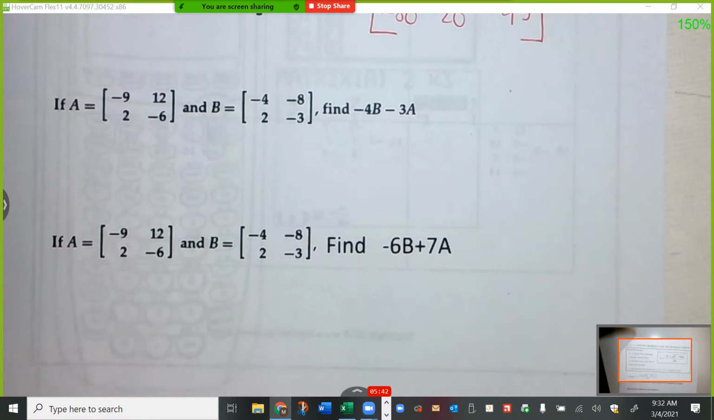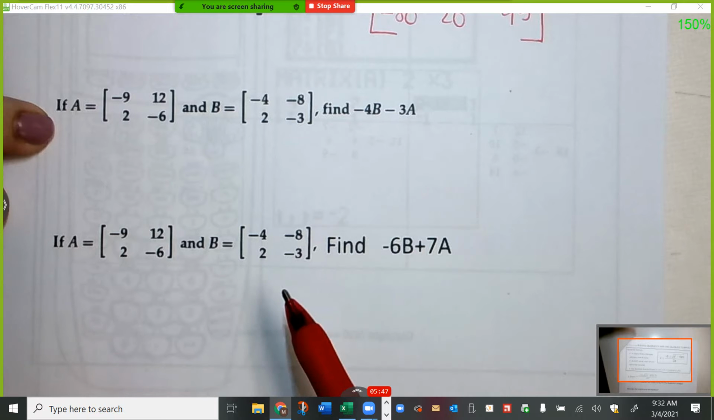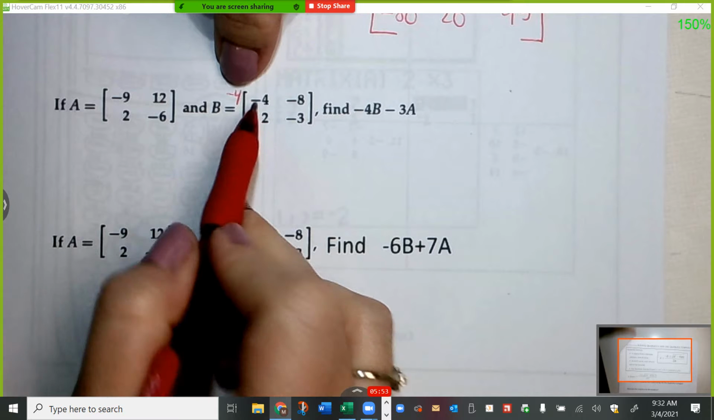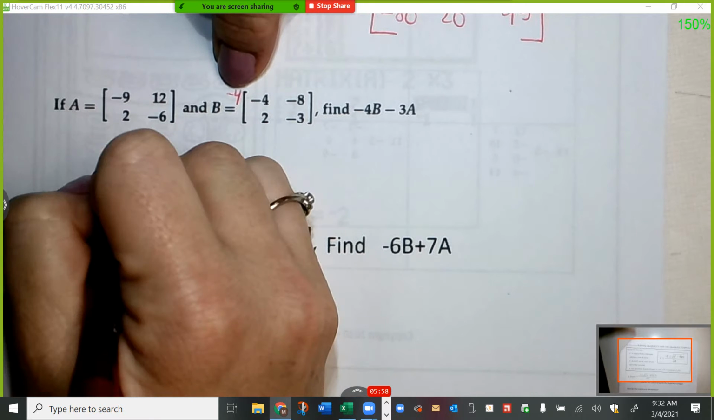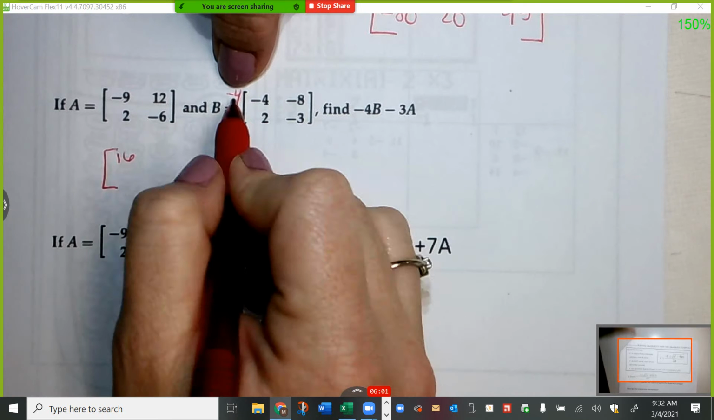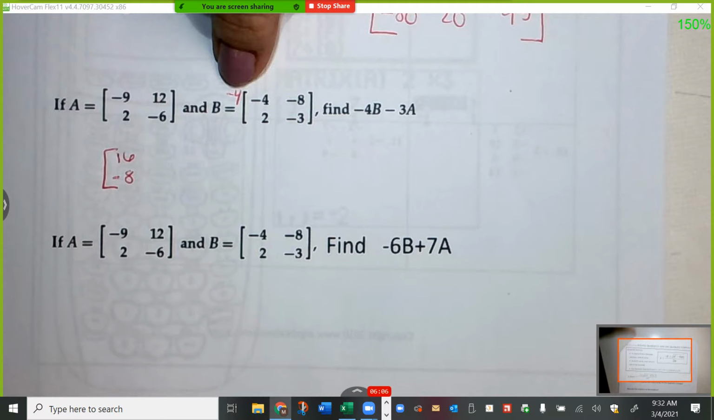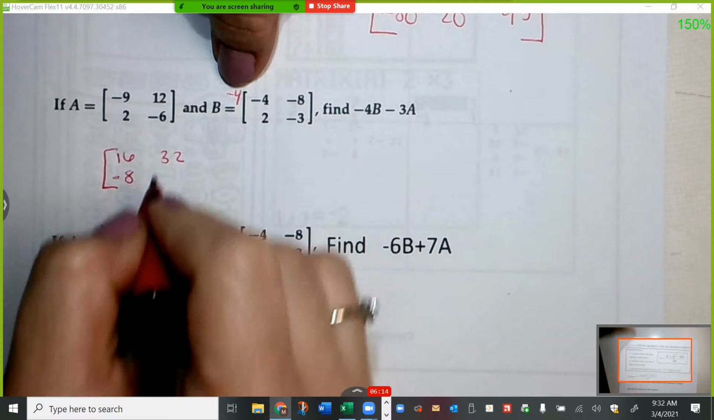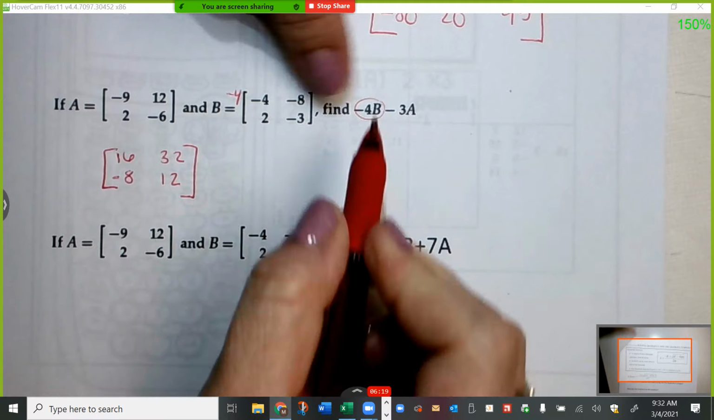Okay, so it says negative 4 times b minus 3 times a. So let's do negative 4 times b first. Okay, so what's negative 4 times negative 4? Positive 16. Negative 4 times 2 is negative 8. What's negative 4 times negative 8? Yes. And negative 4 times negative 3 is positive 12. So that's this piece. And then what comes after that?